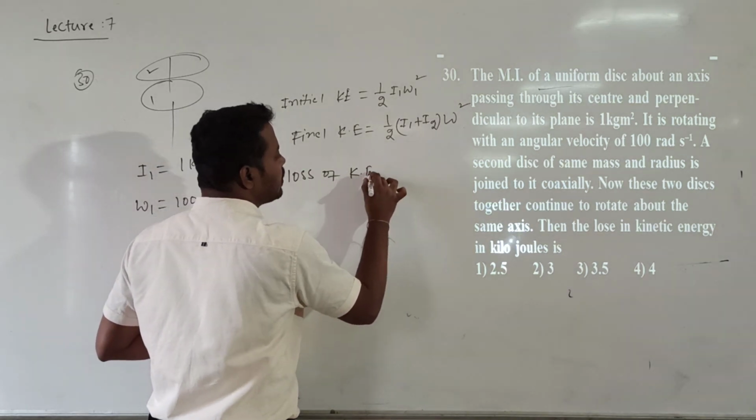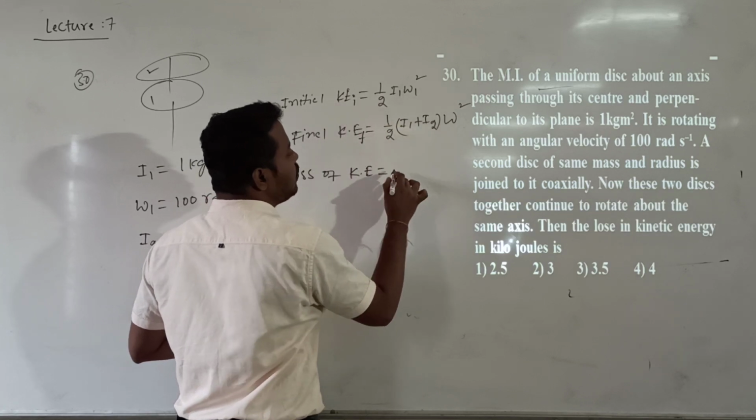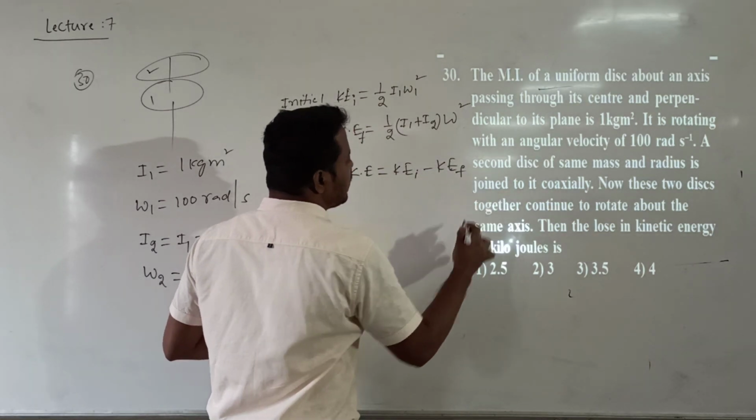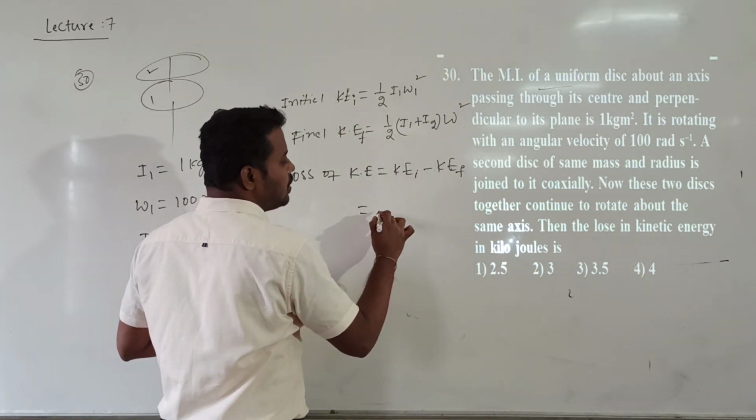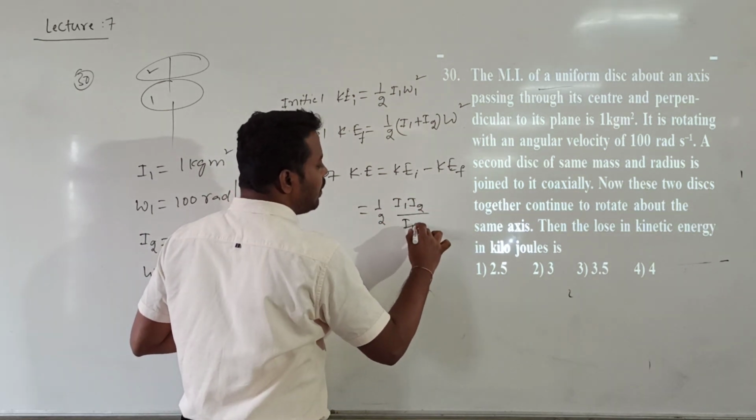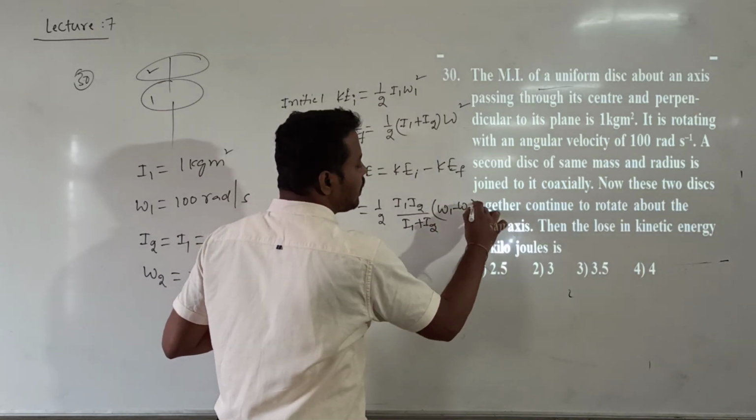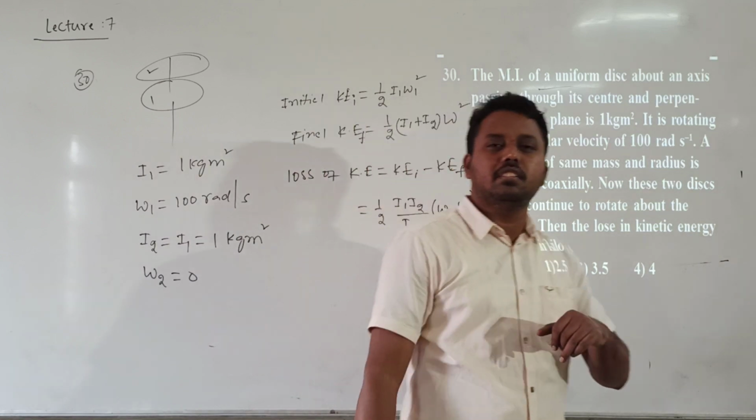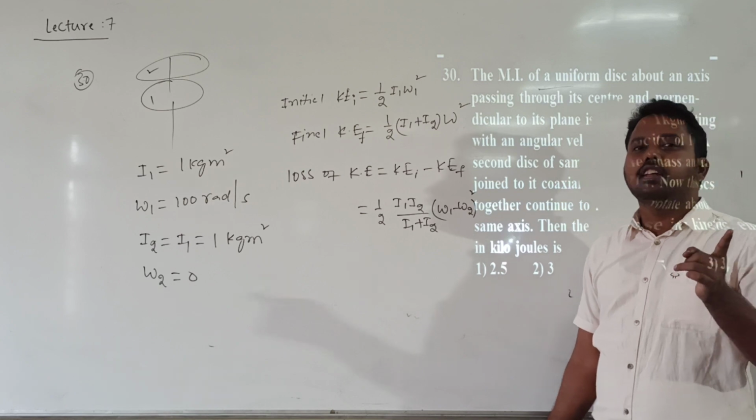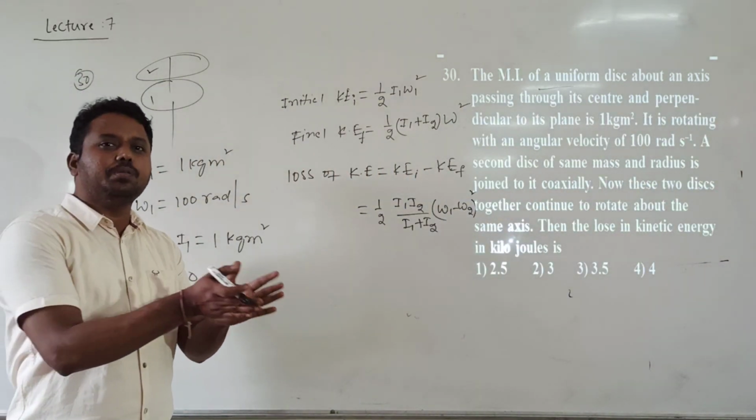How can we calculate the loss of kinetic energy? It is the initial kinetic energy minus the final kinetic energy. So we can write the formula directly: 1 by 2 into I1 into I2 divided by I1 plus I2, into omega 1 minus omega 2 whole square. This is similar to collisions. In case of a perfectly inelastic collision, the loss of kinetic energy formula is 1 by 2 into m1 into m2 divided by m1 plus m2 into v1 minus v2 whole square.